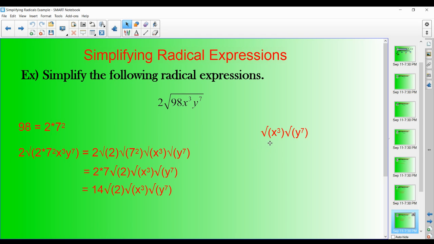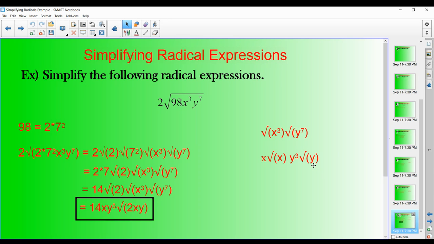We have to think about this in terms of pairs as well. X cubed is 3 x's multiplied by each other. So we can pull out one pair and have one left over. The one pair, this is really square root of x squared, which just pulls out as 1x, and we're left with 1x inside. Now y to the 7th, we can make 3 pairs from 6 of the y's, and we still are left with 1y inside the square root because it's unpaired.